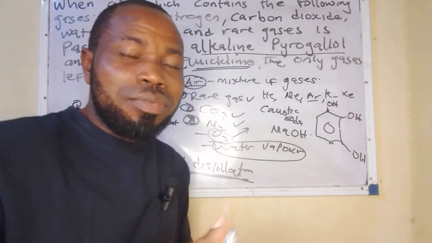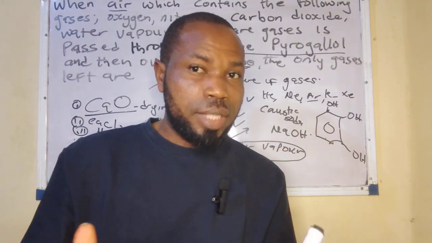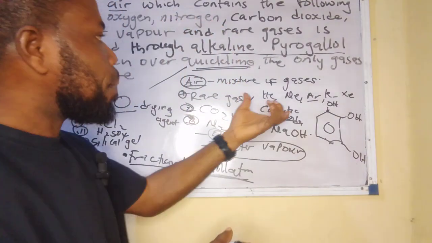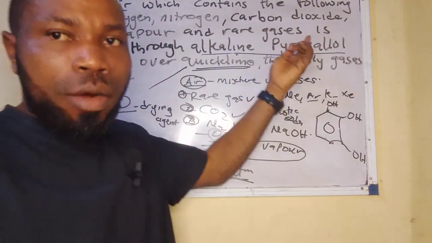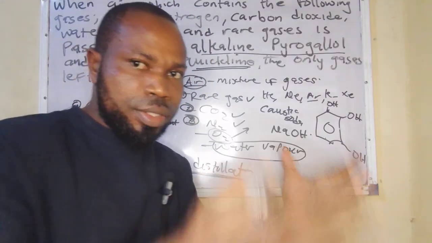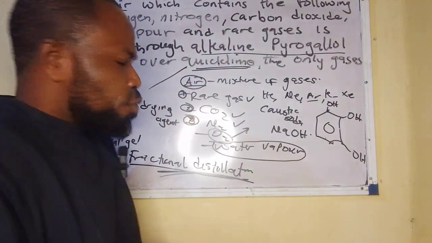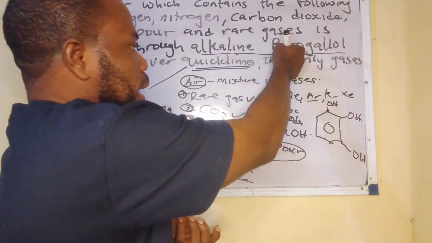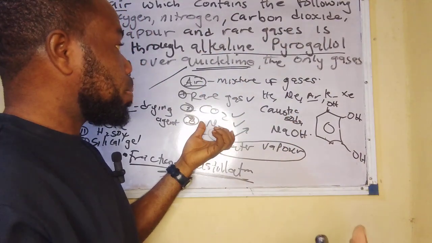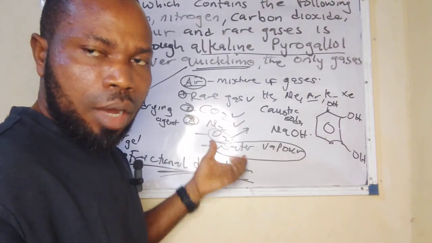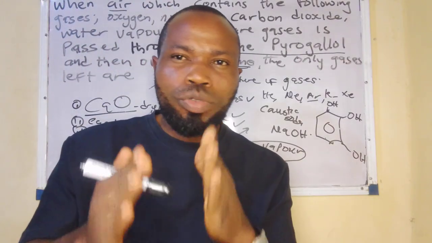Therefore, they can also reiterate. There's one question that they asked in the exam. If air is passed through caustic soda and alkaline pyrogallol, what is the residue, what is left? Easy. If I pass air through caustic soda, carbon dioxide is removed. If I pass it through alkaline pyrogallol, oxygen is removed. So what will be left? Rare gas, nitrogen gas, and water vapor. You get it now? These two questions I just analyzed are UTME questions.